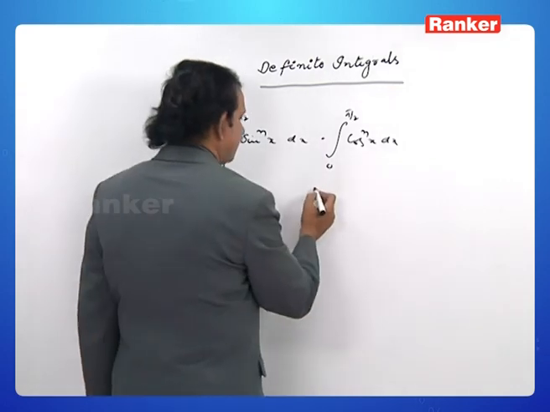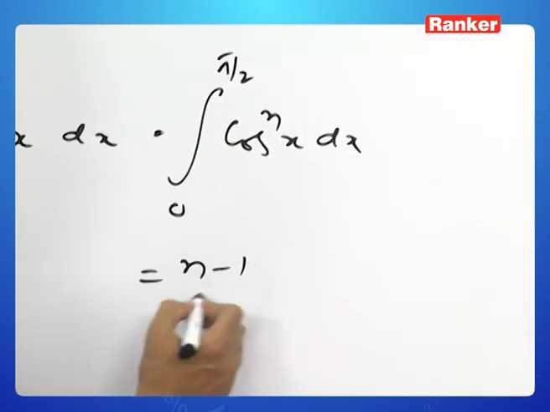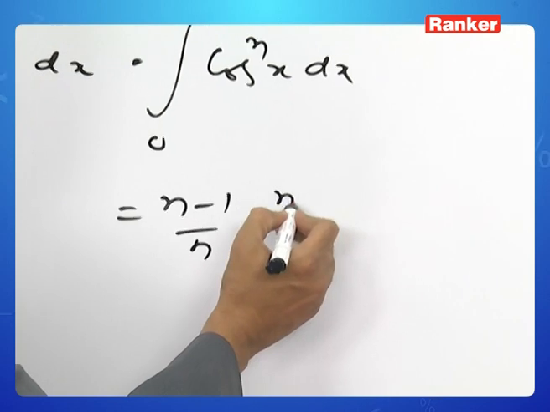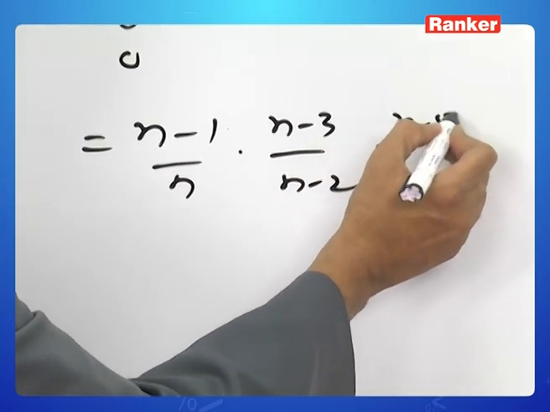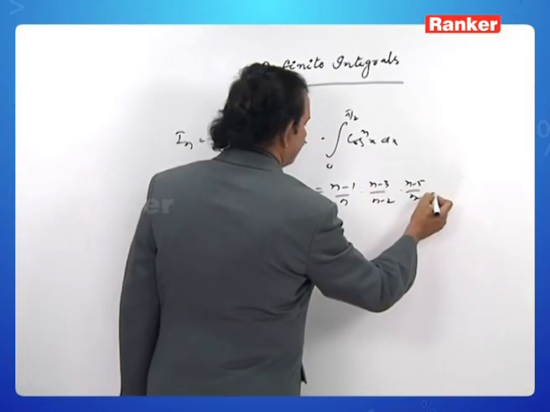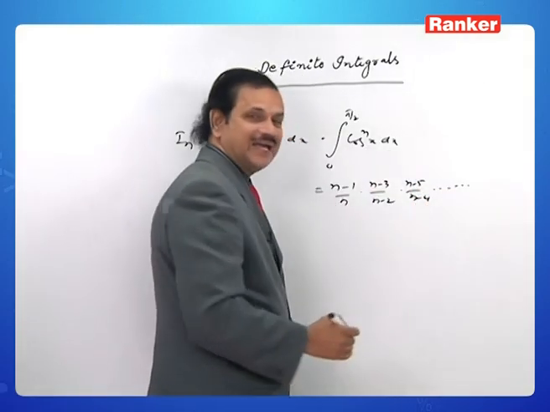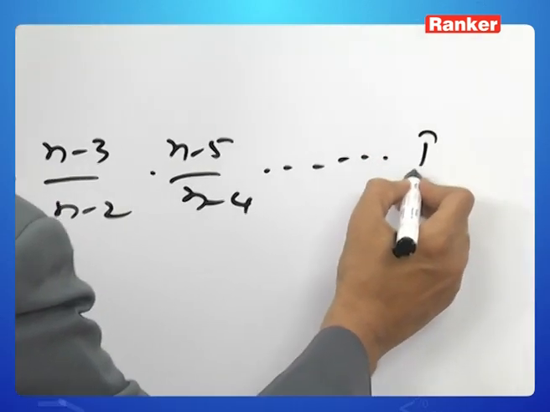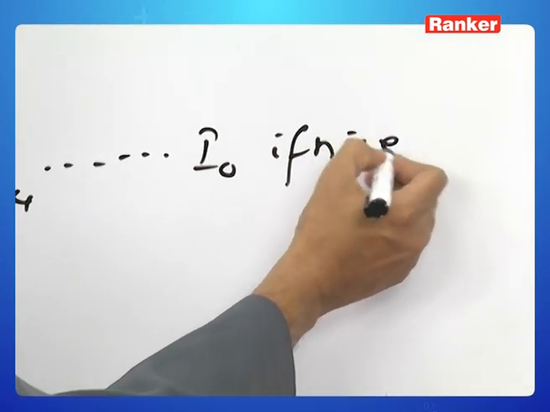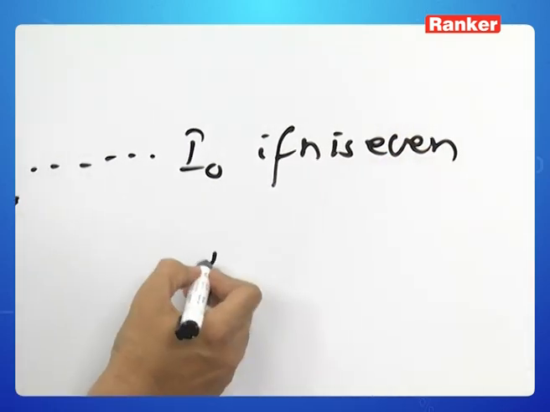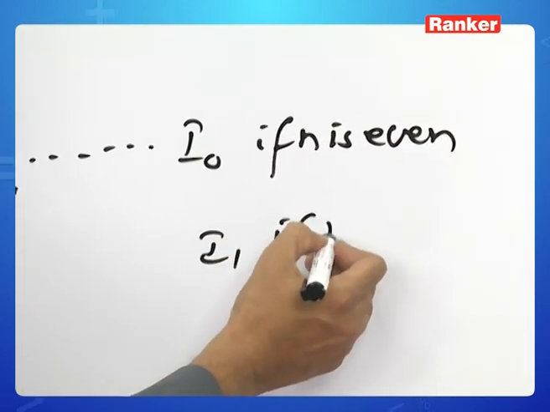And this can be simplified as (n minus 1)/n into (n minus 3)/(n minus 2) into (n minus 5)/(n minus 4) into and so on. At last, I0 if n is even, I1 if n is odd.